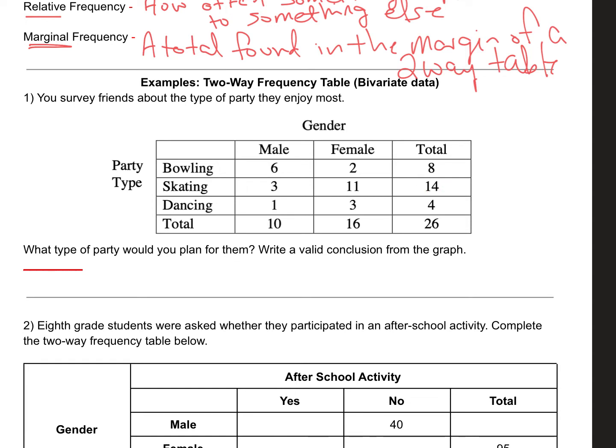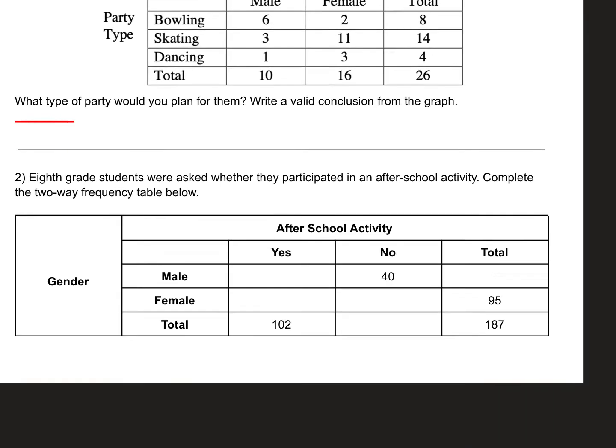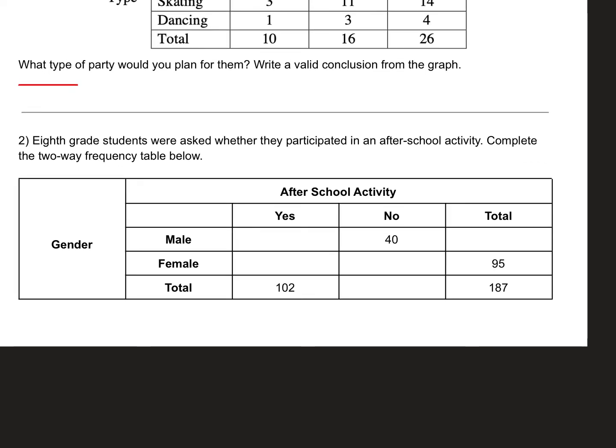So the first question, I want you to pause the video and answer this, is what type of party would you plan for them? Write a valid conclusion from the graph. So something I might say is, I'd plan a dancing party because I don't want too many people to come. Okay, so you're going to come up with a valid reason, and then you're going to write whatever it is. So, let's come down here and look at this next one.